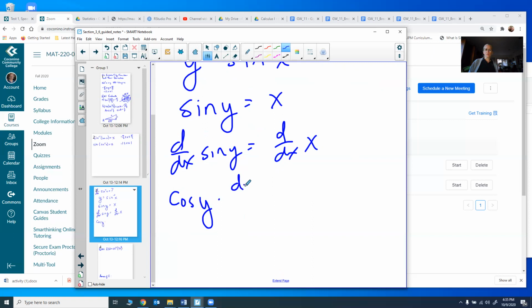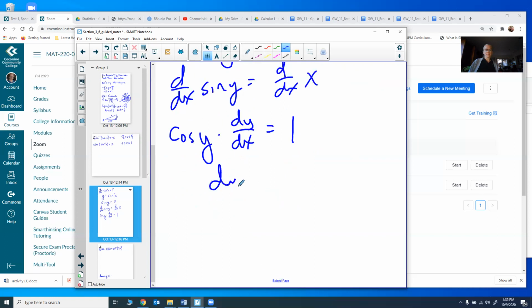But again, I don't know what the derivative of the inside is. I don't know what the derivative of y is. So the best we can write is dy dx. The other side of the equation was the derivative with respect to x of x, which of course is just 1. So we now know that the derivative of y with respect to x is 1 over the cosine of y. Well, that's nice. That's cool, but doesn't really do much for me.